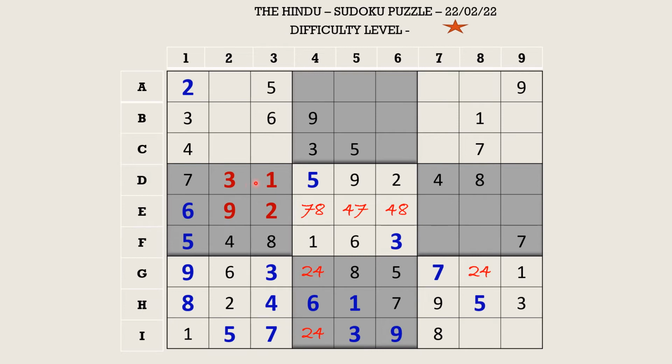The only missing number in D row is 6. The only missing number in column 3 is 9. Now in F row there are only 2 missing numbers. The missing numbers are 2 and 9. There is a 9 blocking from here. So F7 takes 2 and F8 takes 9.